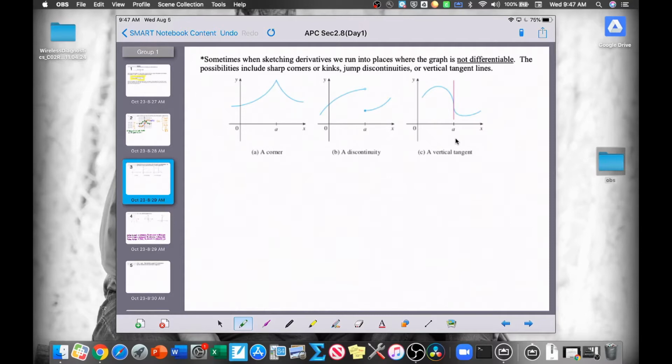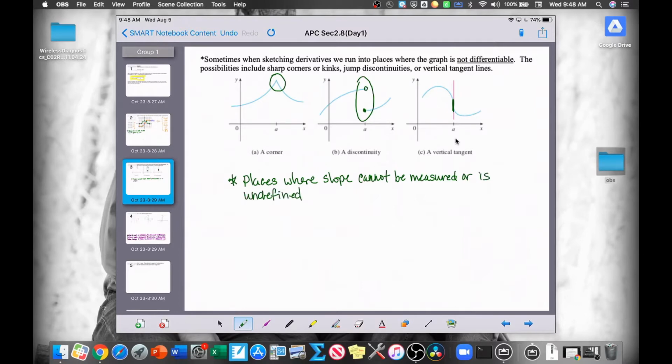In example A, we have a corner. In example B, we have what would be called a jump discontinuity, where we have this open circle and this closed circle. Again, left-hand limit and right-hand limit don't agree. And in letter C, we have this spot right here where part of our graph has a vertical line in it. And so we can't figure out the derivative at that point. So all three of these pictures represent places where slope cannot be measured or is undefined.